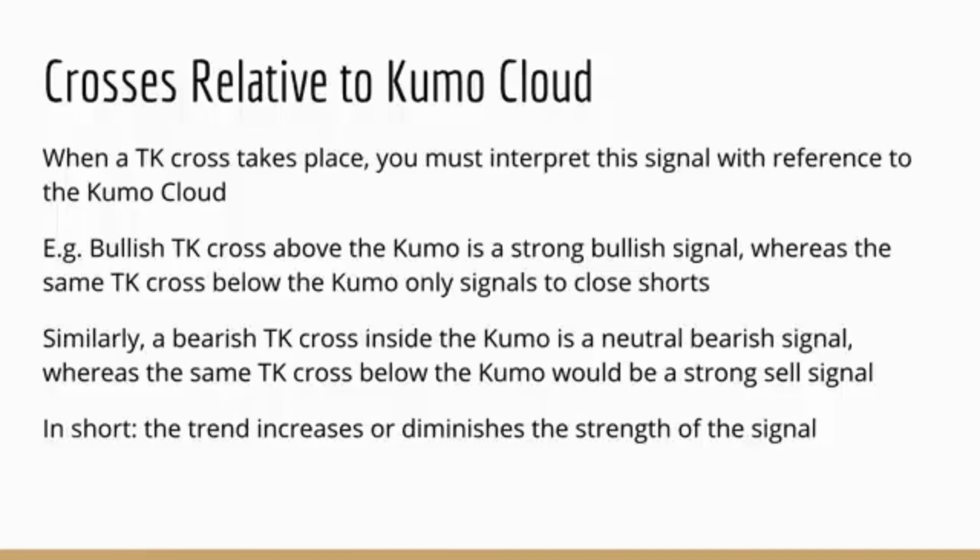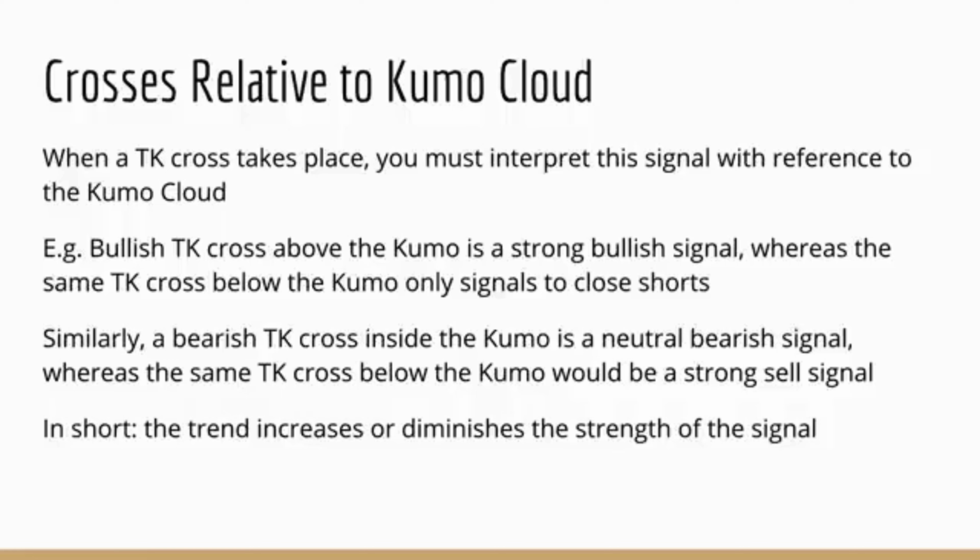What I'm trying to get across here is a lot of these signals vary in strength, and your reaction to them should vary based on where they happen in relation to the cloud, right? So let's say you have a bullish TK cross. Okay, you don't even need to know what that means. Let's say you have a bullish TK cross.